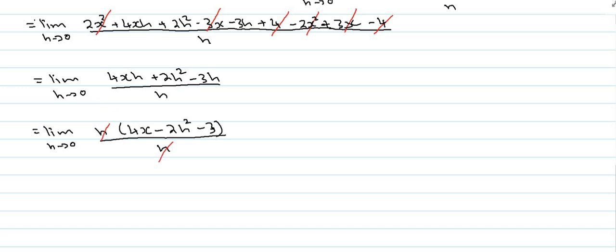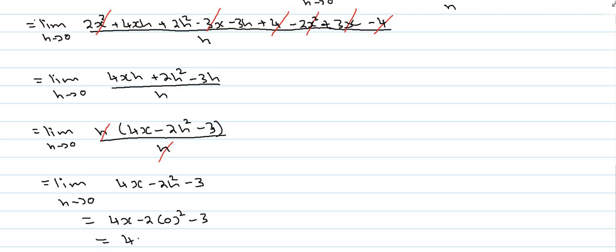Therefore, h cancels out h, and we will be left with the limit as h approaches 0 of 4x minus 2h squared minus 3. Then we substitute the value of 0. Then we don't write the limit anymore. This will be equal to 4x minus 2 into 0 squared minus 3. Then our final answer will be 4x minus 3.